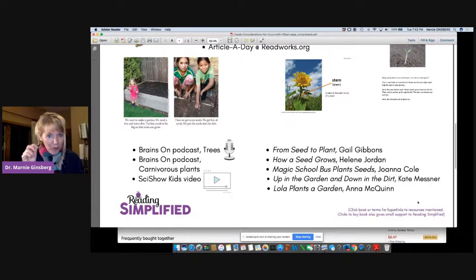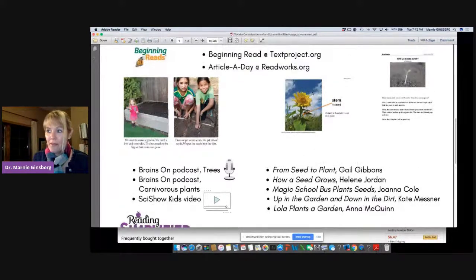Maybe they just get a Post-it note and write down words that they need to learn or that they want to put on the word wall. Maybe you're also taking those images from Text Project, like stem and sunflower, and putting them on word walls, decorating your classroom with that. How does that sound, you guys?